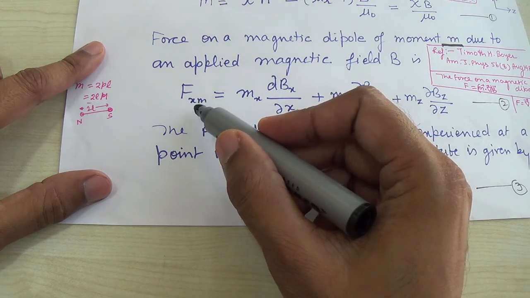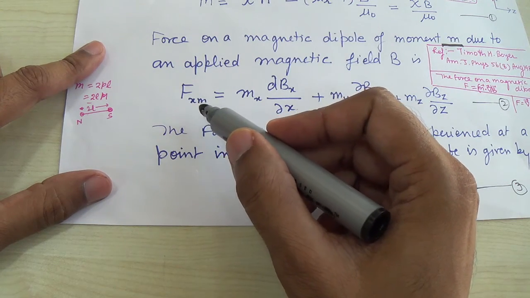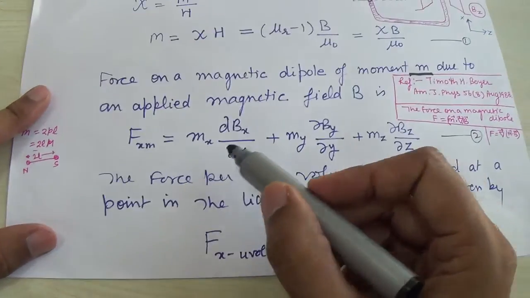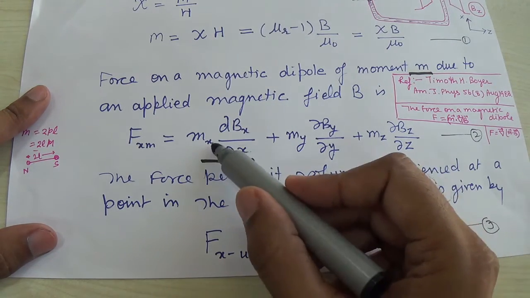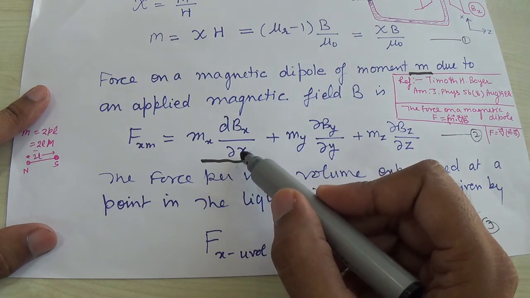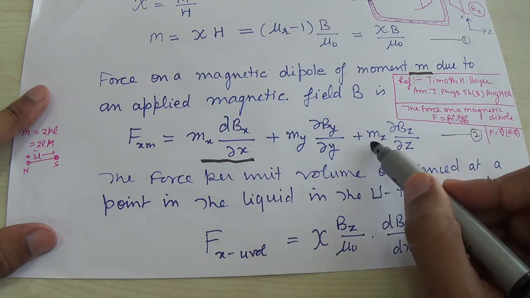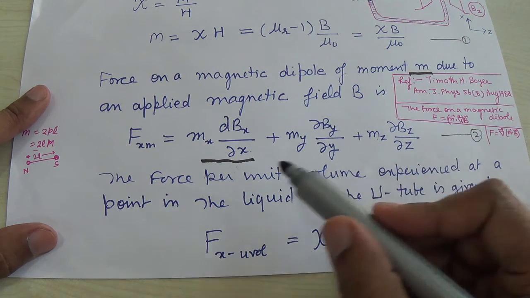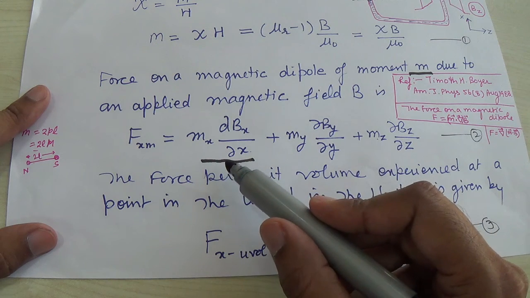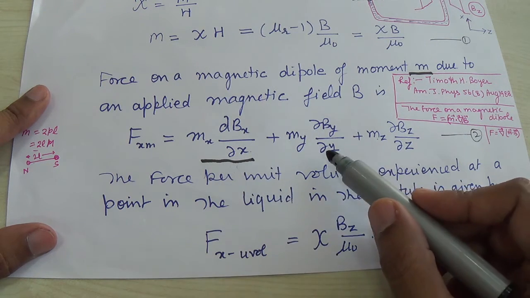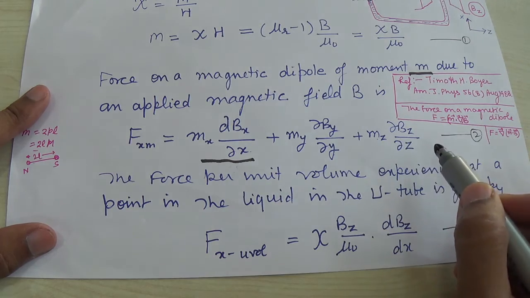M is the moment of this magnetic dipole. So the force on that magnetic dipole will be equal to Fx = mx dBx/dx + my dBy/dy + mz dBz/dz. These are the force components along the x direction, y direction and z direction.